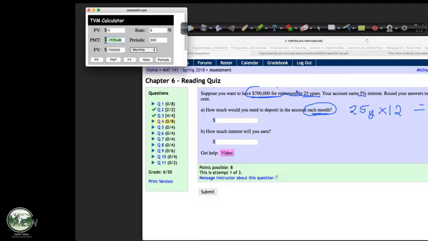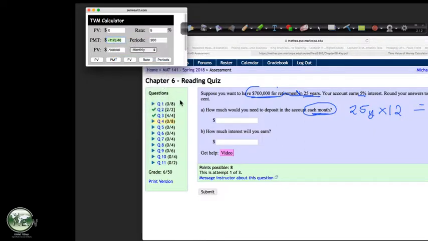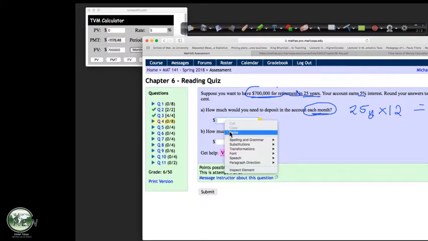So again, we can copy and paste. The one thing is when we paste it, we want to take off the negative sign, because MathAS won't like the negative sign. The negative sign means it goes away, but I think it'll mark it wrong. Pretty sure it'll mark it wrong. So we'll take that out. How much interest will you earn?